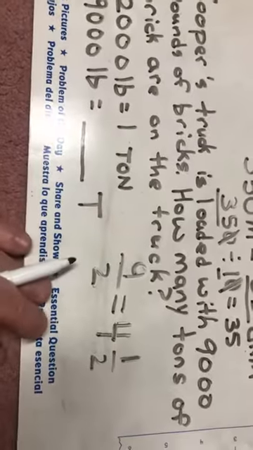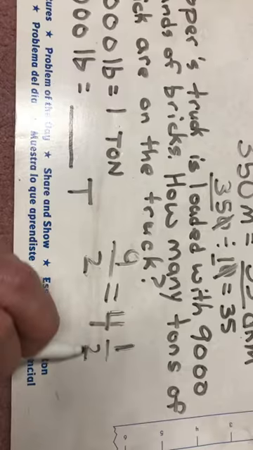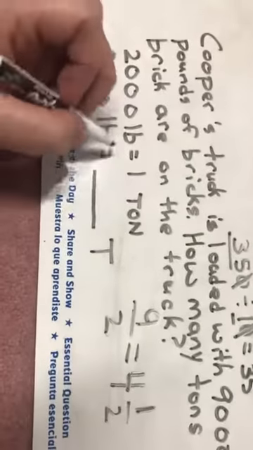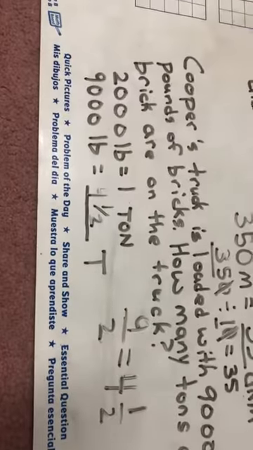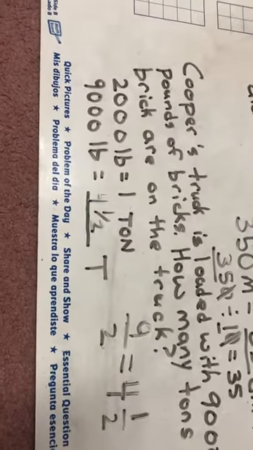1/2 is in simplest form. There's no number besides 1 that can go into both 1 and 2. 9,000 pounds equals 4.5 tons. All right? We'll work on this.